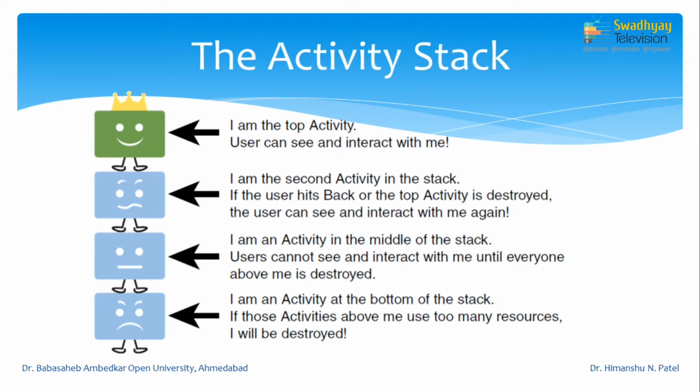Here on the screen you can see 4 activities. The top activity is what the user can see and interact with. Next is the second activity. Suppose the first activity goes into the background, then the second activity comes into the foreground and the user can see this activity. The third activity can only be seen if 2 activities go into the background. So, at a time there is only one activity on the top of the stack, and the user can only see and interact with that activity.